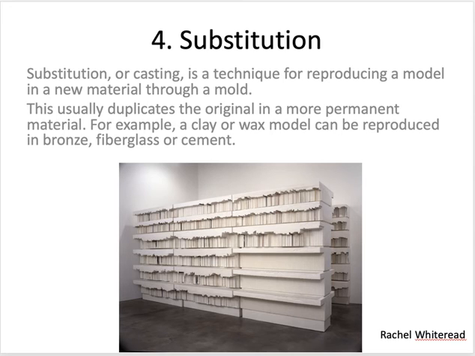He created the sculpture in plaster first, and then was able to make a mold of that, and then was able to reproduce it multiple times. And so substitution or casting is really about creating duplicates. So in substitution, you're duplicating the original in a more permanent material. For example, a clay or wax model can be reproduced in bronze, fiberglass, or cement.